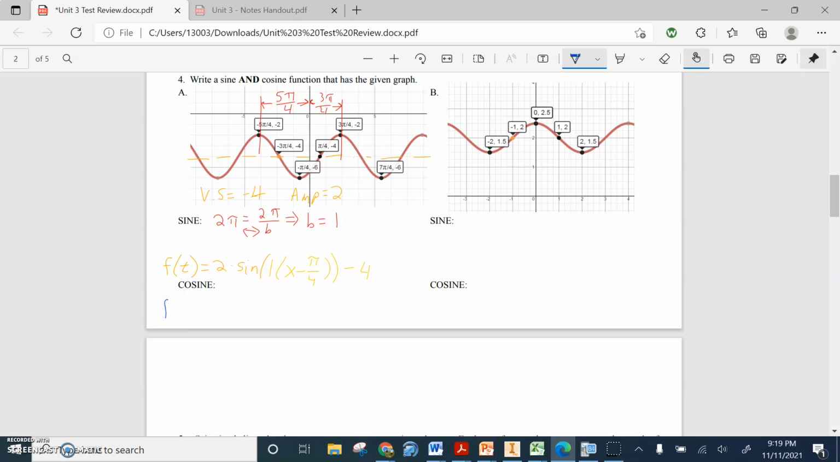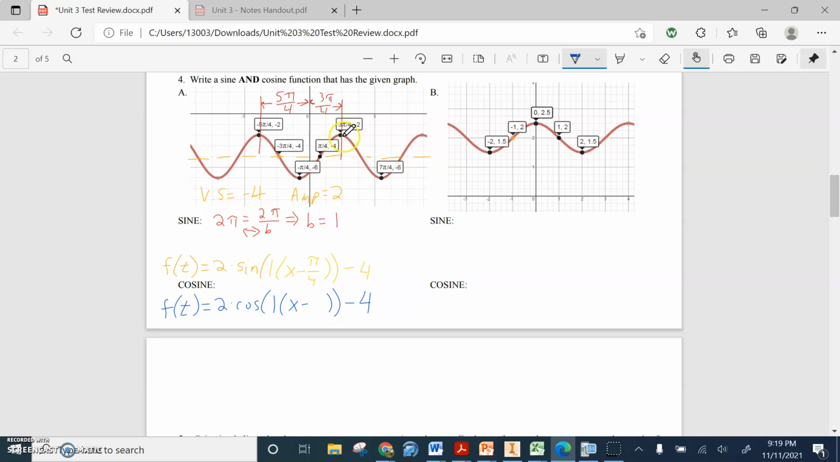Cosine's not going to be any different for most of it, right? So f of t is equal to, the amplitude of cosine does not change. 2 cosine. The period of the graph doesn't change. X minus the phase shift is what changes. The vertical shift isn't affected. The difference between sine and cosine is just simply this left and right phase shift. So everything else, without doing any more work, can be copy and pasted.